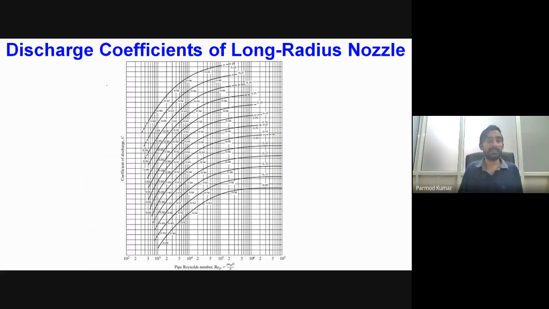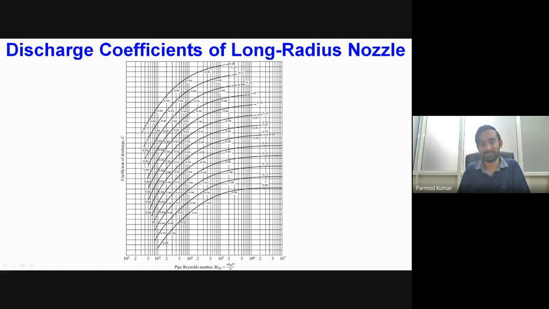Then obviously for nozzles also we have a relationship between the actual and the theoretical flow rate, and that relationship comes from the knowledge of the coefficient of discharge. Here one chart has been given. You can see that along the ordinate the coefficient of discharge is plotted, and along the abscissa we have the Reynolds number, which is defined based on the pipe diameter as the length scale. That's why it is called the pipe Reynolds number.